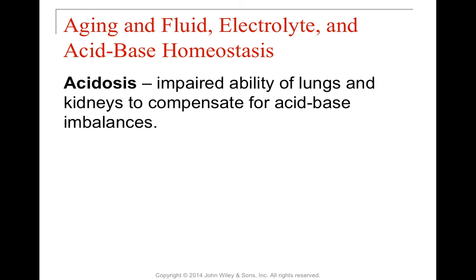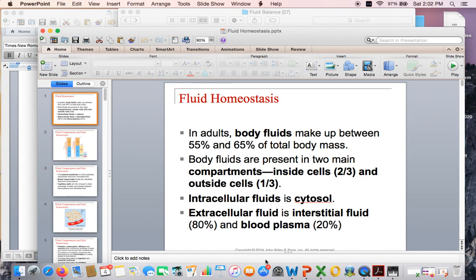Some of the issues that can happen, again, acidosis is when we're going to end up with an increase in the hydrogen ions in solution and therefore a decrease in the blood pH. And that can impair the ability of the lungs and the kidneys, or it can be because we have an impaired ability of the lungs and the kidneys to compensate for whatever little imbalances have gone wrong.